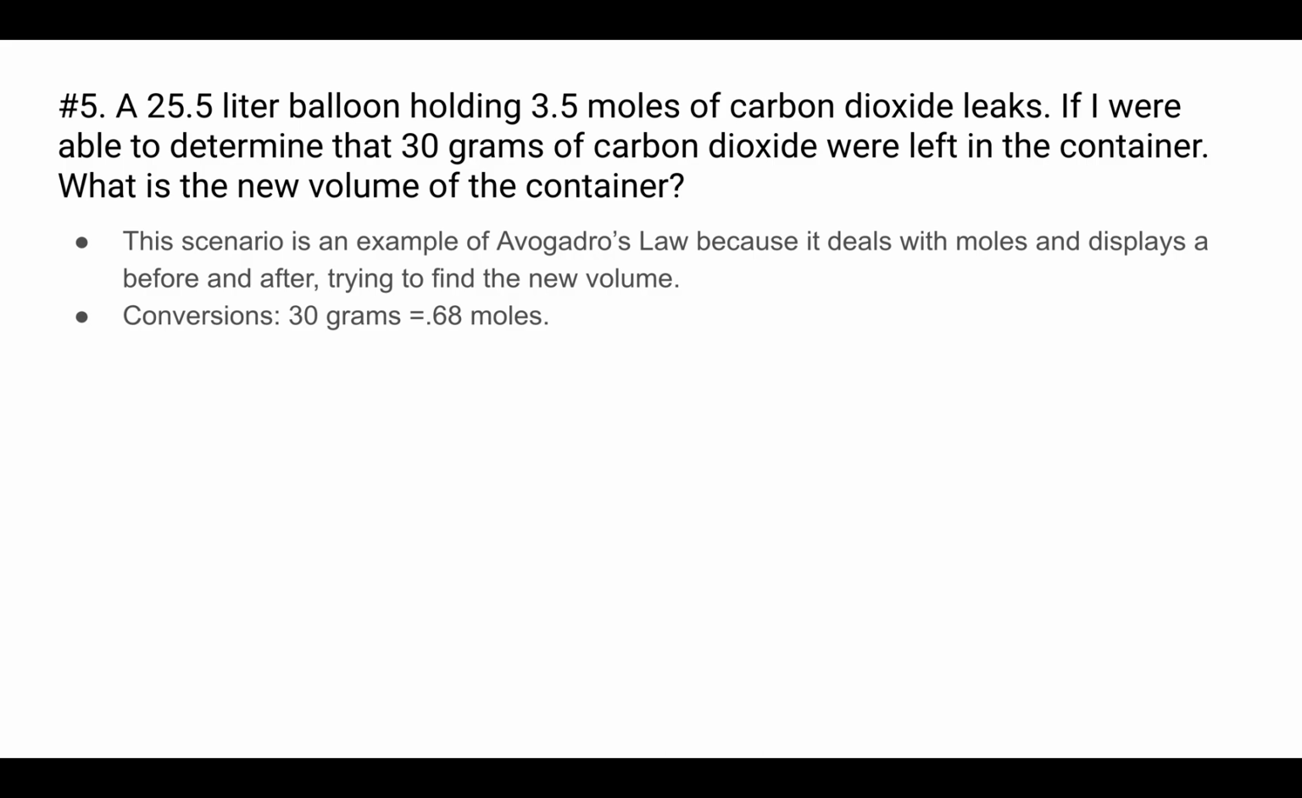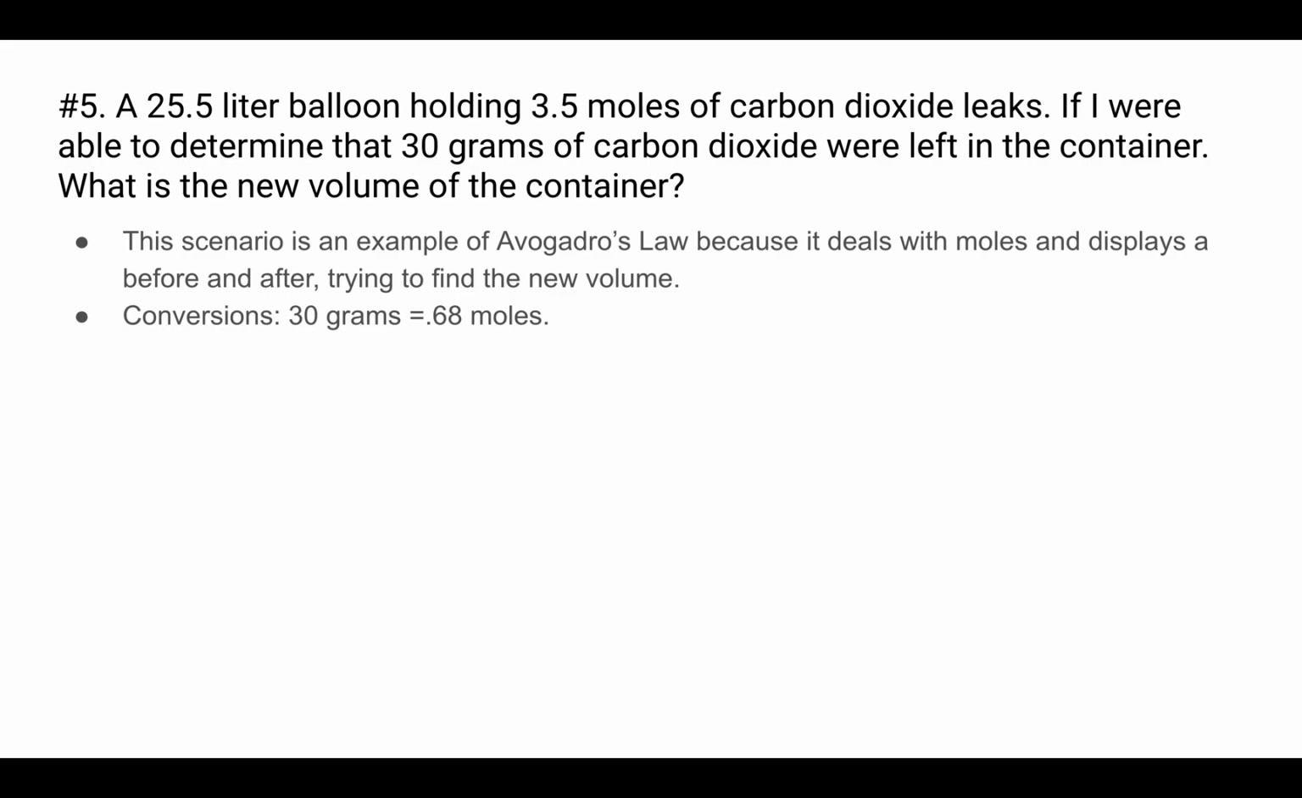And this question here correlates to Avogadro's law, which states that a 25.5 liter balloon holding 3.5 moles of carbon dioxide leaks. So if I were able to determine that 30 grams of carbon dioxide were left in the container, what is the new volume of the container? So we're looking for volume, and this scenario is an example of Avogadro's law, because it deals with moles and displays it before and after, and you're trying to find a new volume.